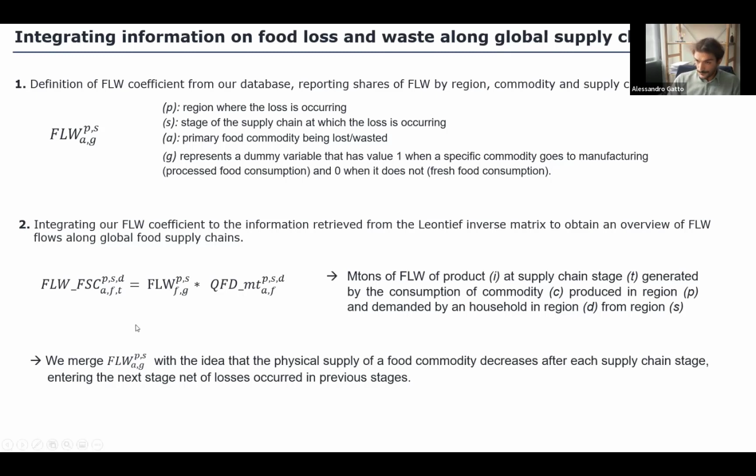This coefficient is then multiplied by our previous tracing of food from farm to fork, and what we obtain is a coefficient that has 6 dimensions, defining how the consumption of a specific commodity in a region generates losses from the primary production to intermediate production in different regions. The way we do this is by merging the two coefficients, assuming that the physical supply of food decreases after each supply chain stage, so it enters the next stage net of the losses occurred in the previous stage.